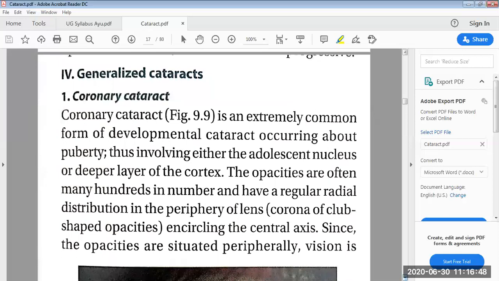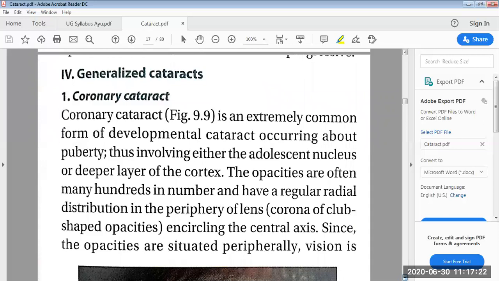The next type of congenital and developmental cataract is the generalized cataract. Under the generalized cataract category, there is first the coronary cataract. The coronary cataract is an extremely common form of developmental cataract occurring about puberty, thus involving either the adolescent nucleus or deeper layers of the cortex.